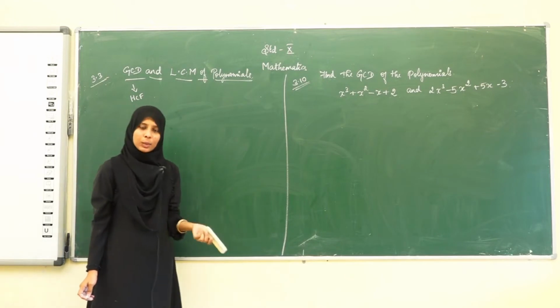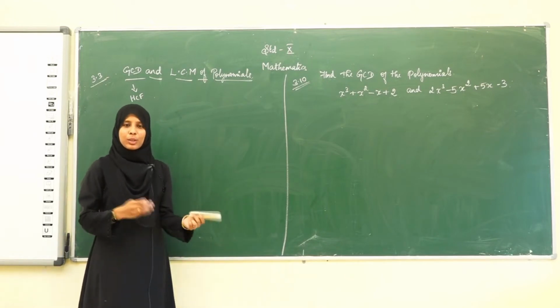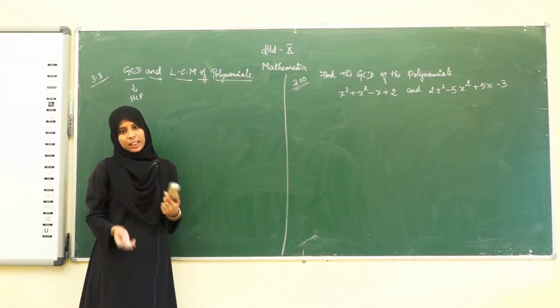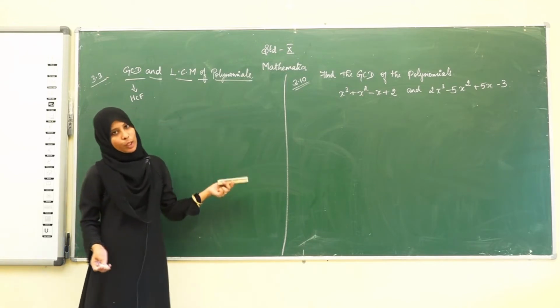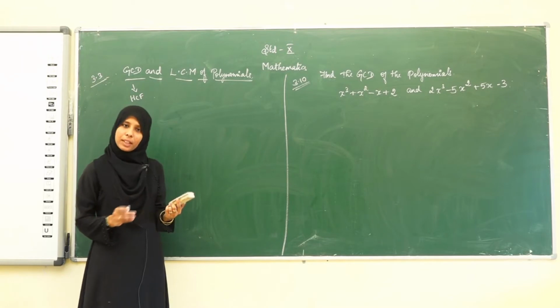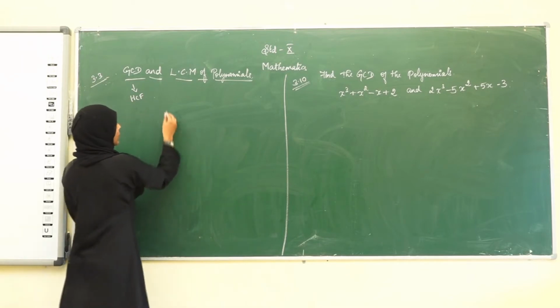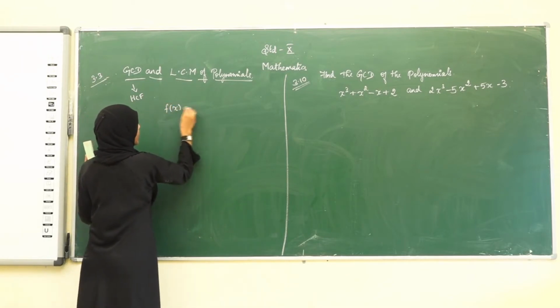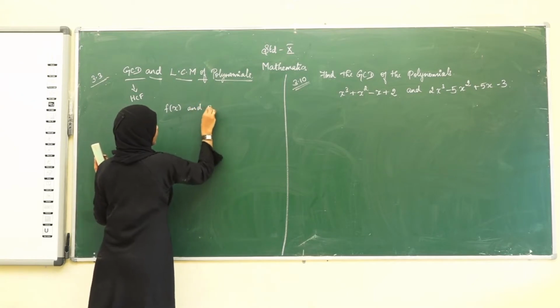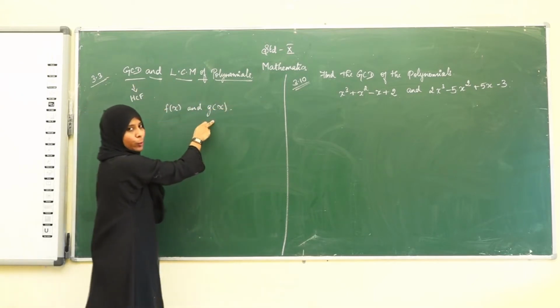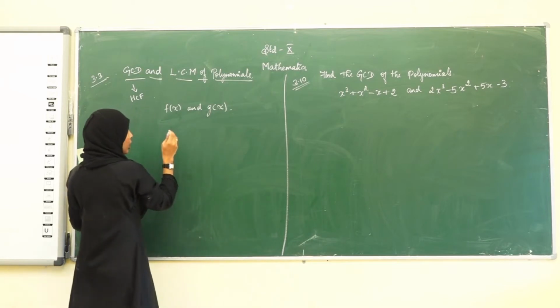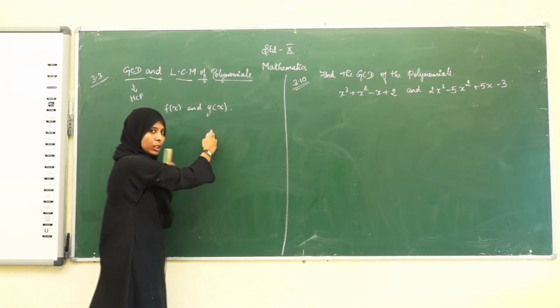In the lower classes we have seen the LCM and GCD of numbers, integers, etc. Today we are going to see about LCM and GCD of polynomials. Polynomials would be in the type of equations. So if two polynomials f of x and g of x are given, how can we find the greatest common divisor of these two polynomials? There is a step. This can be done using long division.